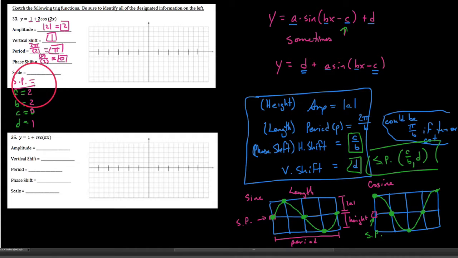And so with respect to our starting point, the neat thing is this. It's c over b comma d. In other words, whatever we got for our phase shift is the x part of this, and whatever we got for our vertical shift, 1, is the y part of this. So I'm going to go ahead and start crafting my frame.